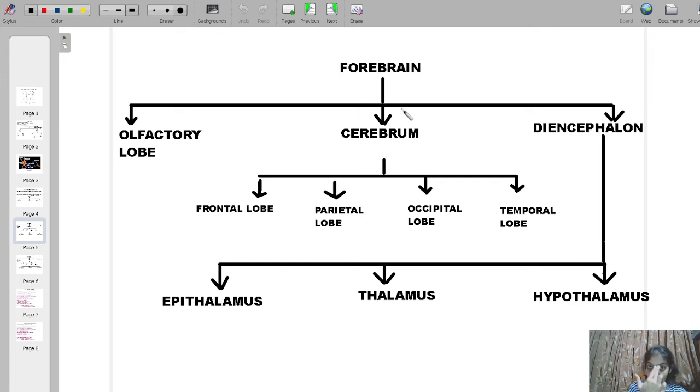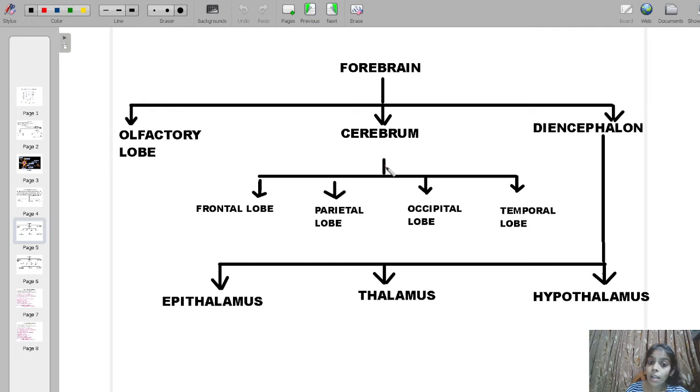Apart from that, just above the nose there are two lobes called olfactory lobes. They help in olfaction, in smelling, which is why they are just above the nose. Then there is the cerebrum, which is the outer part, and it covers almost the entire brain. Other structures are below the cerebrum. It acts like a cap. The diencephalon includes three structures: epithalamus, thalamus, and hypothalamus.